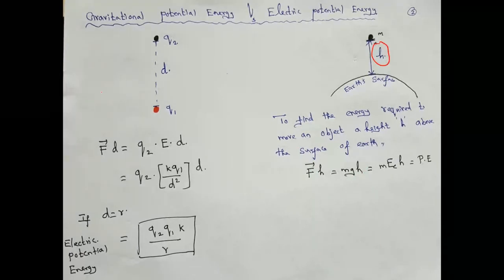Likewise, this is the explanation for electrical potential energy, and this is the explanation for gravitational potential energy. Clear? Both are exactly similar to each other. This is just an explanation. The most important thing is that the distance matters. Based on the distance only we got this. This is just the comparison.